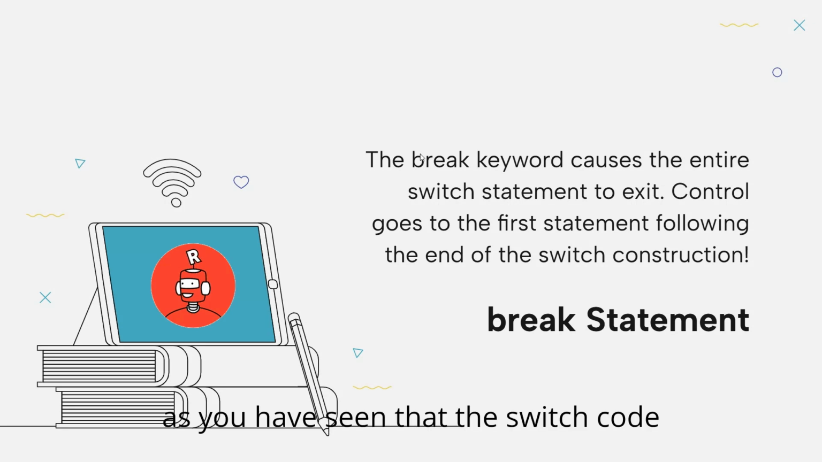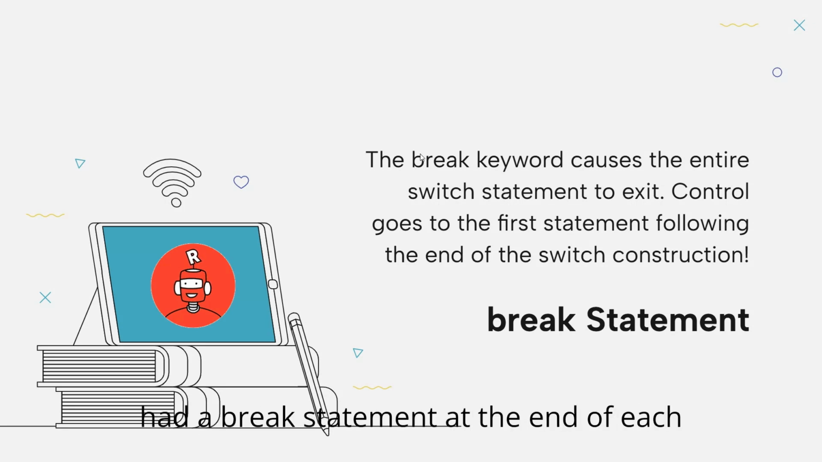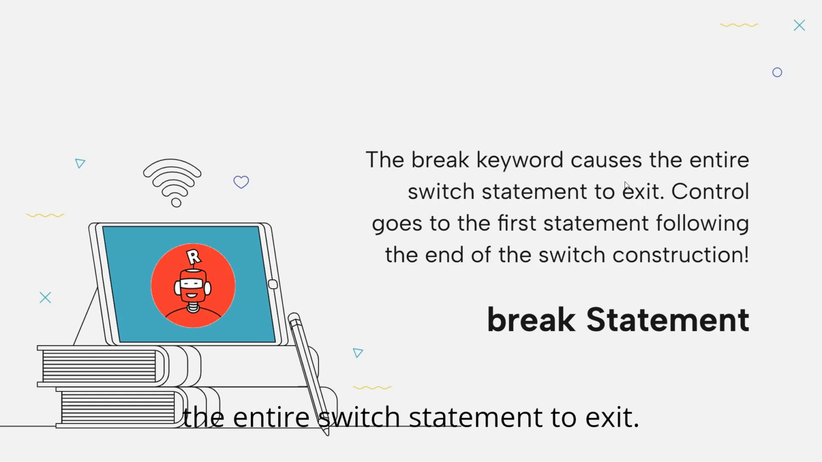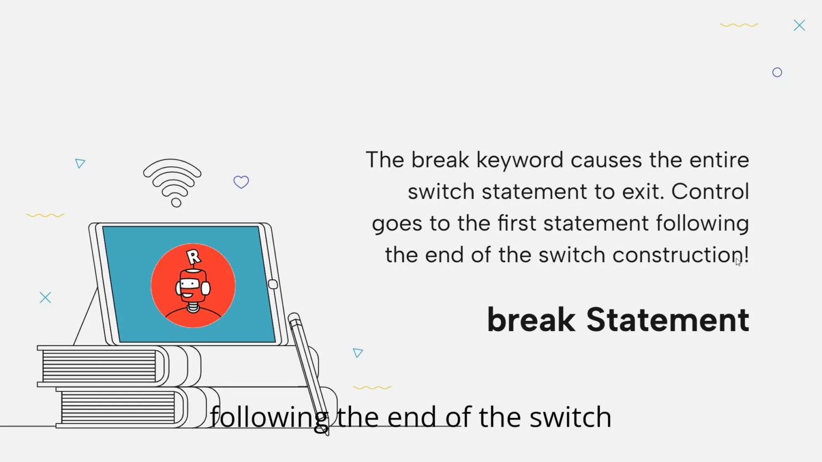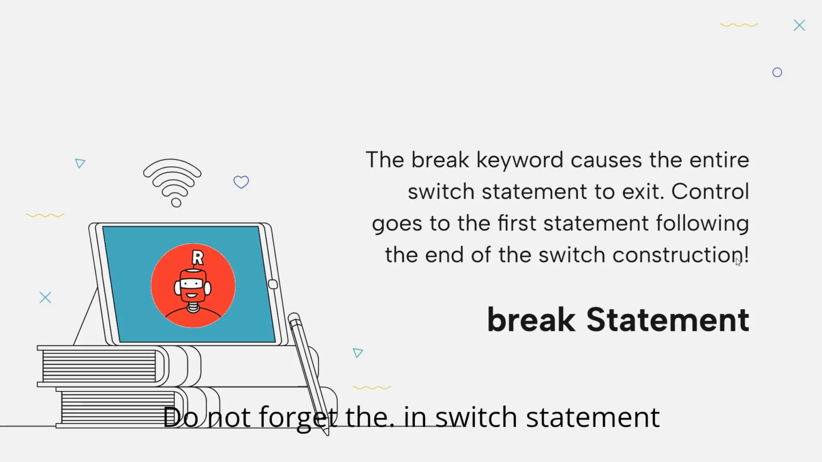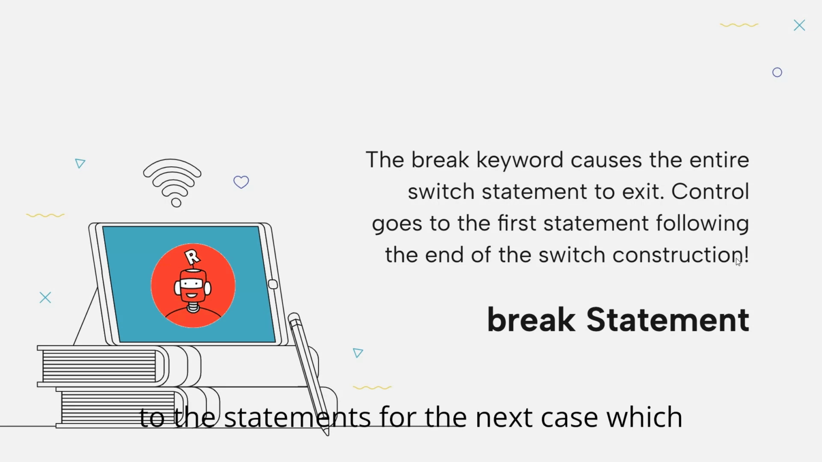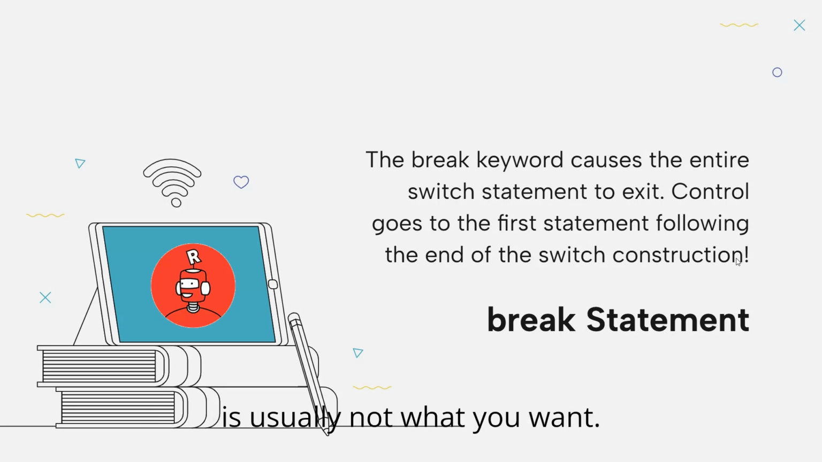Okay, as you've seen, the switch code had a break statement at the end of each case section. The break keyword causes the entire switch statement to exit. Control goes to the first statement following the end of the switch construction. Do not forget the break in a switch statement, because without it, control passes down to the statements for the next case, which is usually not what you want.